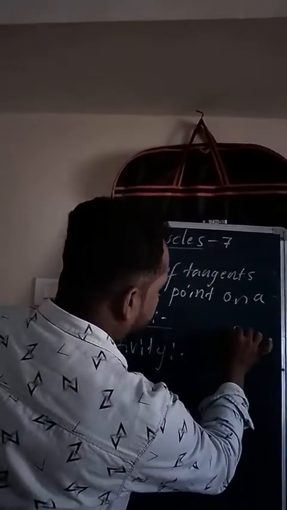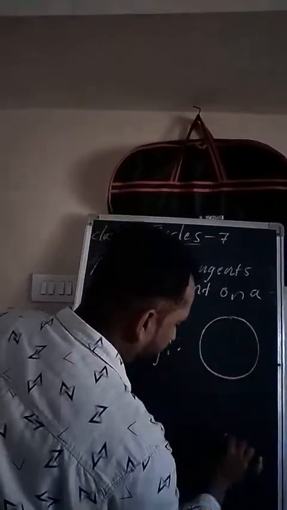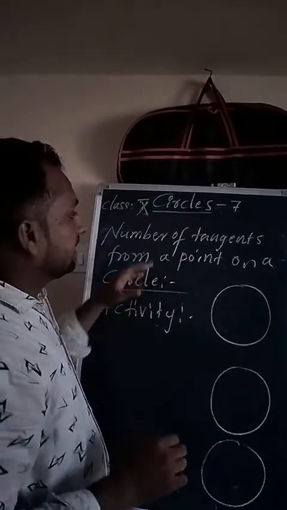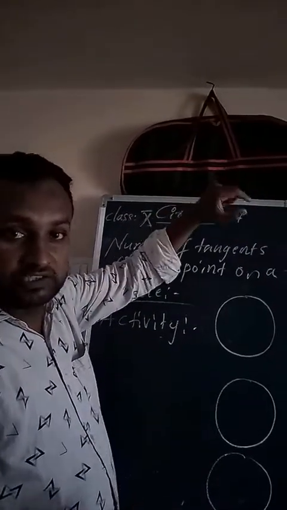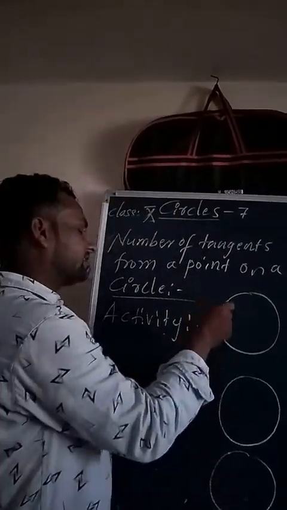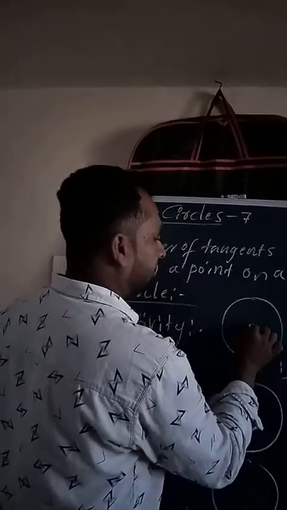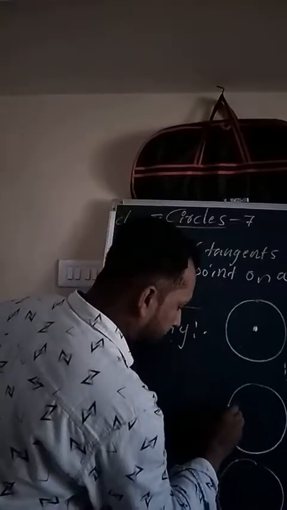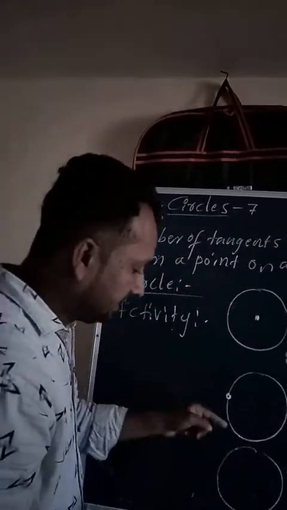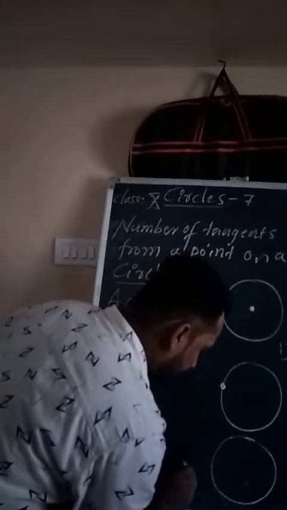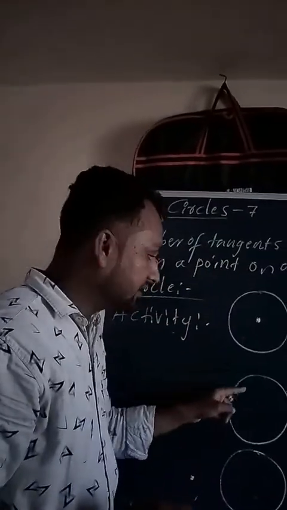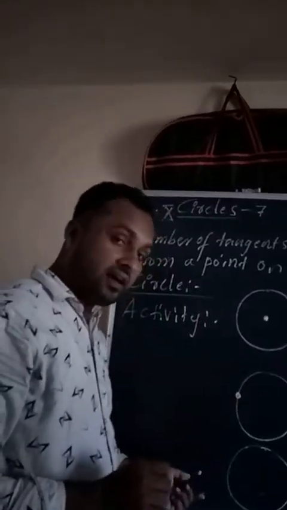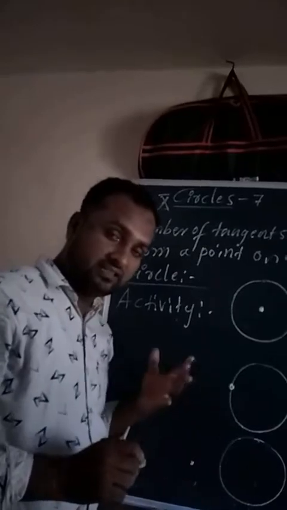I take three circles here. Circle 1, 2 and 3. Now see how many tangents you can draw from the given point. In the first circle I will take the point inside the circle. Clear? In the second circle I will take the point on the circle. In the third circle I will take the point outside the circle.